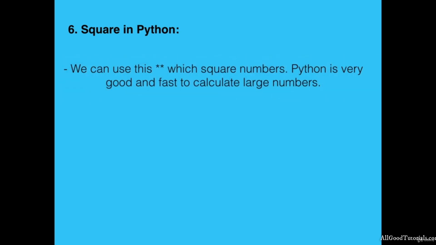How to use square in Python. We can use this asterisk, which means square numbers. Python is very good and fast at calculating large numbers. Let's see how.